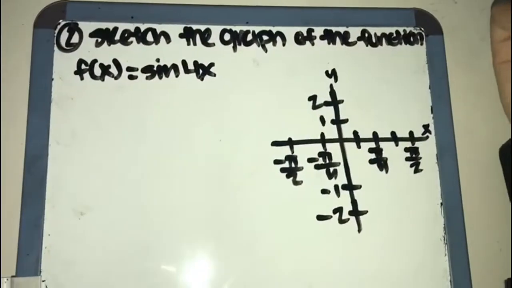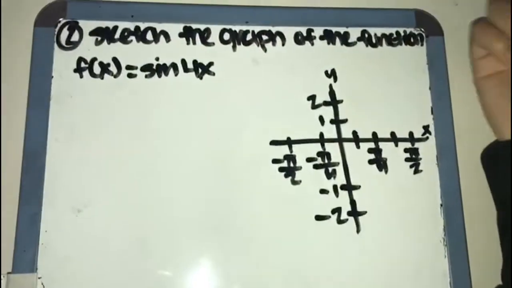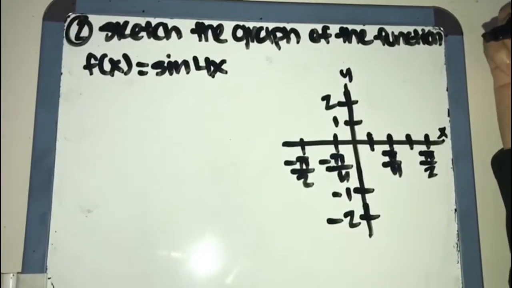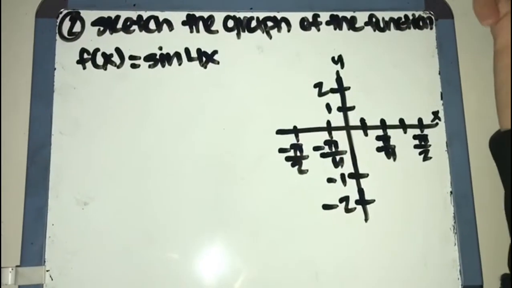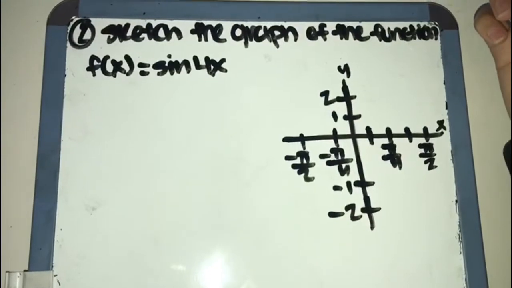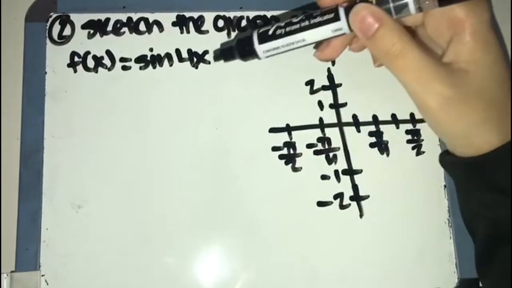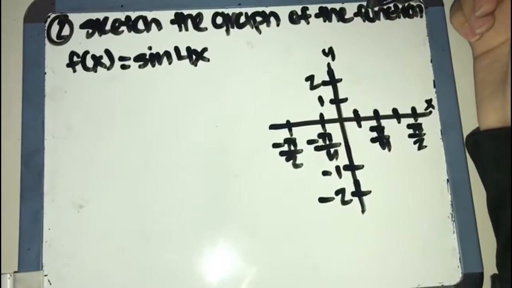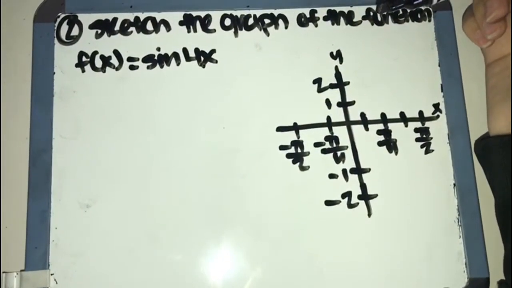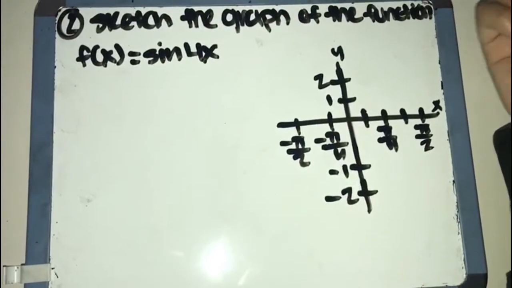Okay, so this is the second problem, and it's a little more complex since there's a graph now. We're going to start sketching graphs, and it's going to be longer and have more steps than the first one. This one says sketch the graph of the function f of x equals sine 4x. For this problem we have to identify many things.